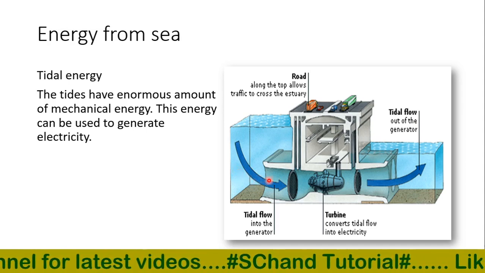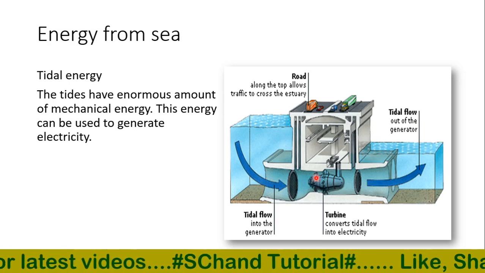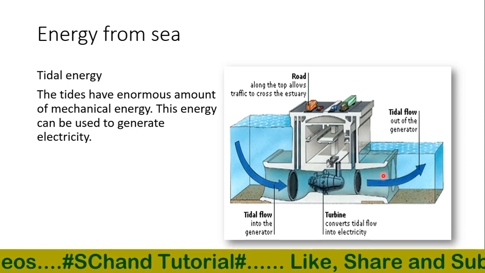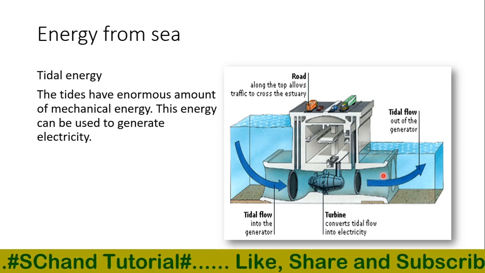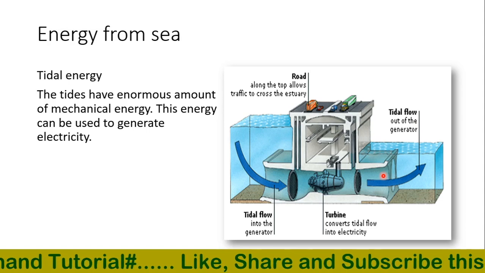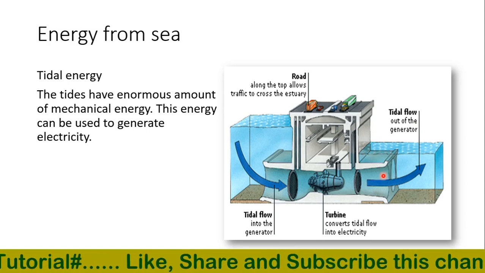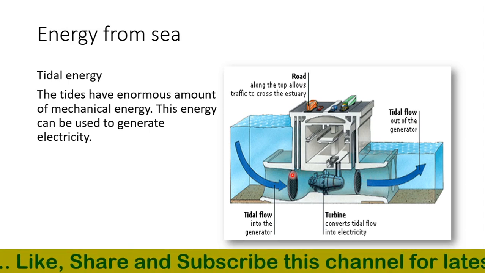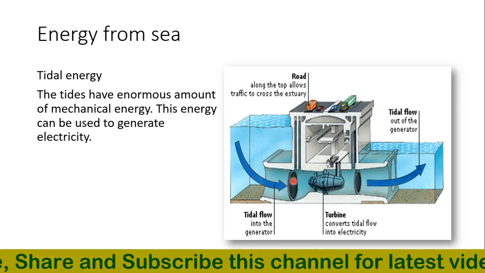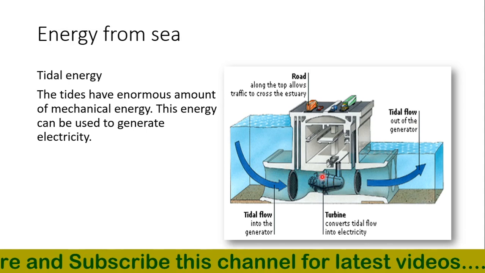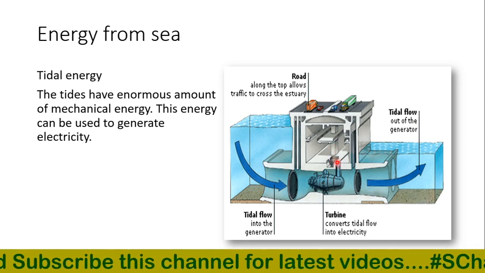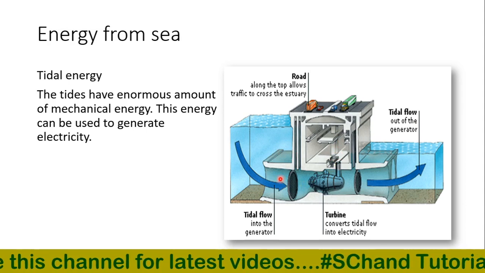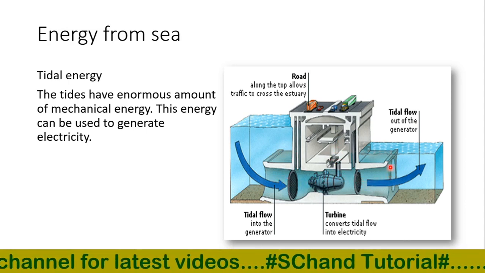When the level of the water tends to fall during the low tide, the gates are closed. The seawater collects behind the dam at the higher level and has potential energy. This stored water is allowed to fall on the blades of the turbine, which is connected to the electric generator here. So the kinetic energy of the outgoing water is changing into electric energy.